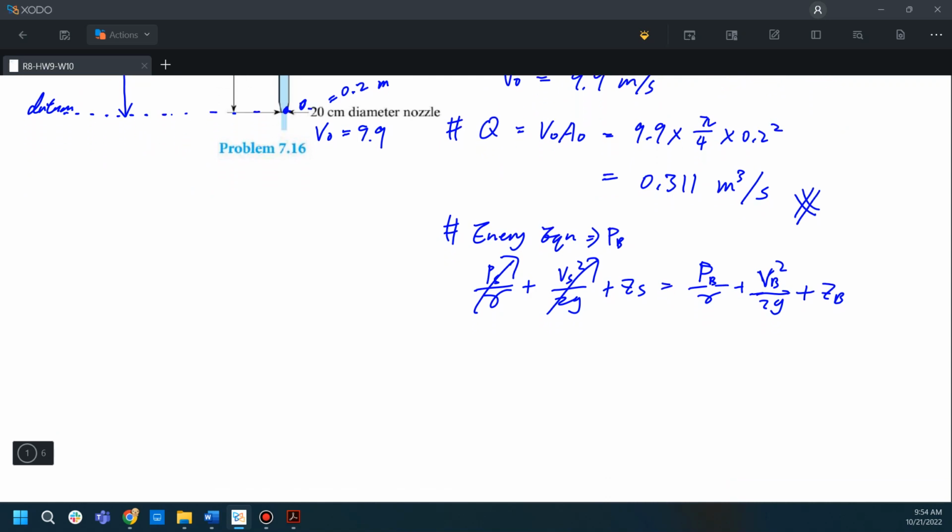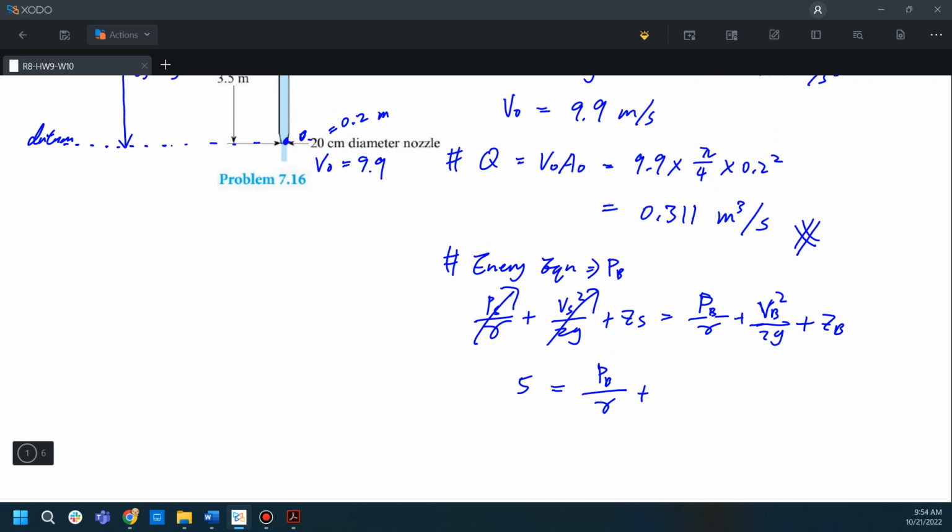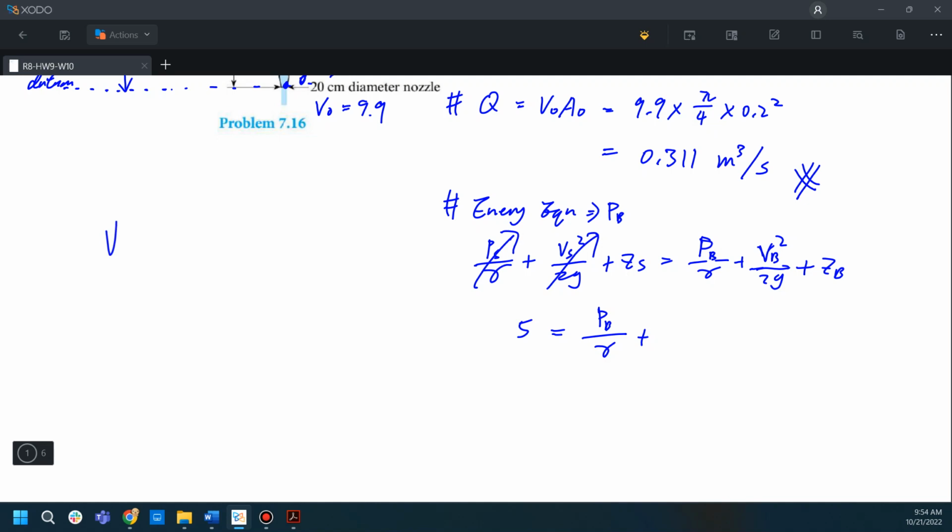Then we plug in the numbers. For ZS, we already know it is equal to 5 meters. That is equal to PB divided by gamma plus the velocity at point B. Let me write here: we already know the discharge, and the discharge equals VB times the cross-sectional area at point B.